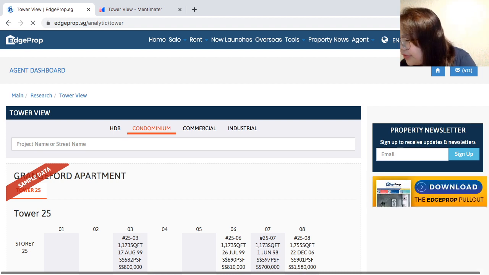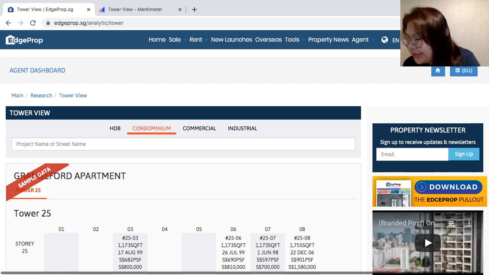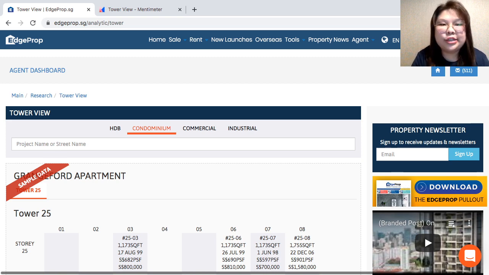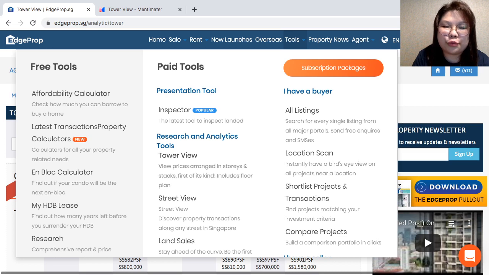Julia, I see that you can't see the presentation slides. Can you see my screen right now with the website? I'm actually on Tower View right now. Let us know, and if all of you can see my screen, let us know as well. I just want to make sure that everyone is all good. So you should be on the website. Under Tools, look for Tower View, which is under the Paid Tools section.